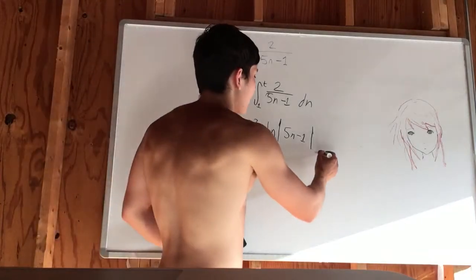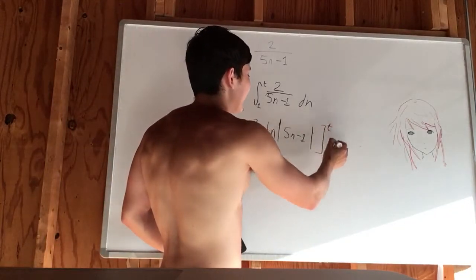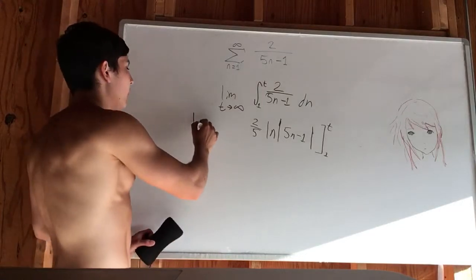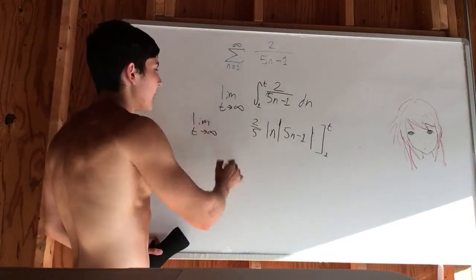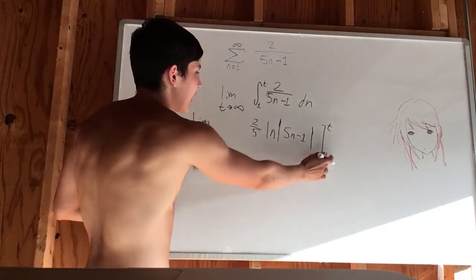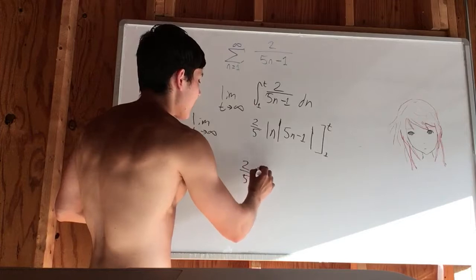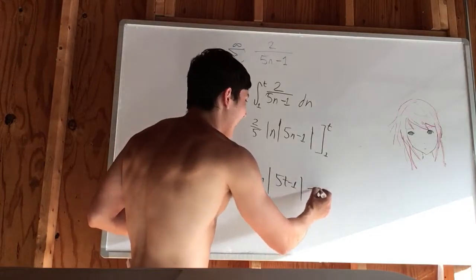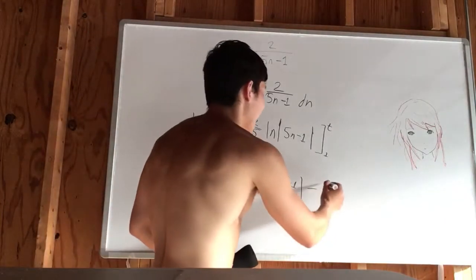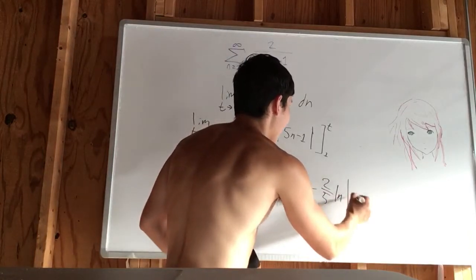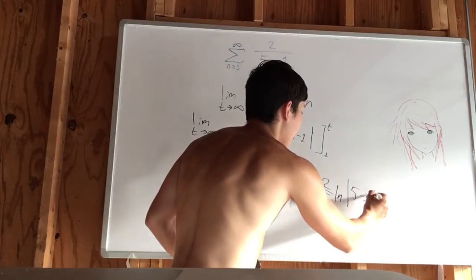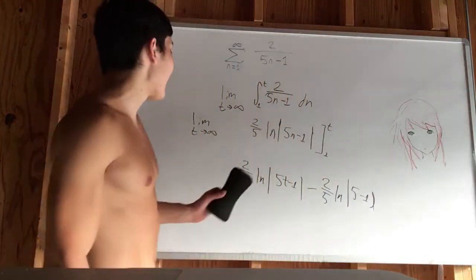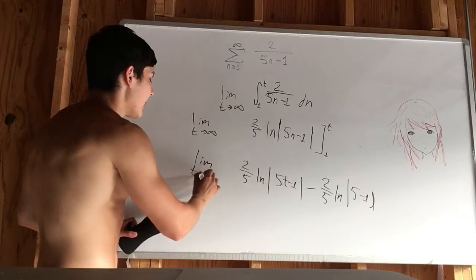So now we evaluate that from 1 to t, and we take the limit as t approaches infinity. So remember, we take the upper bound and subtract the lower bound. So we have 2/5 natural log of the absolute value of 5t minus 1, minus plugging in 1, and that's going to give us 2/5 natural log absolute value of 5 minus 1, because 5 times n being 1 would give us 5. So that's what we have. We take the limit as t approaches infinity.